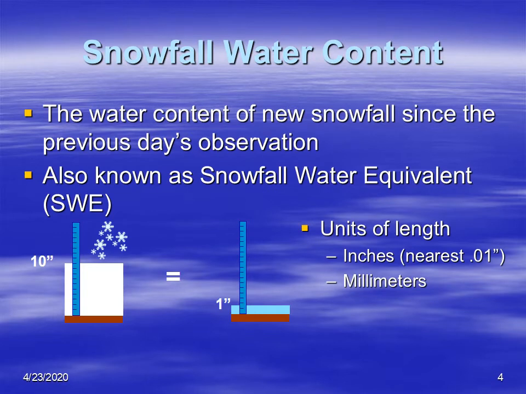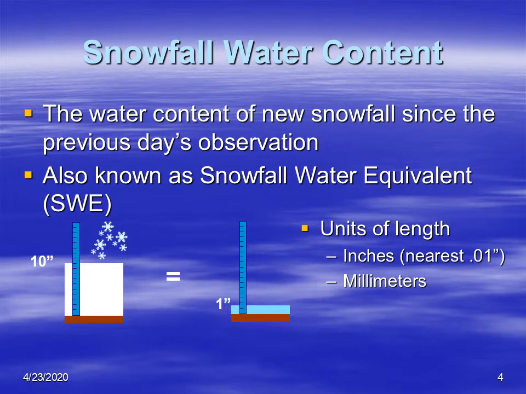Water equivalent, as we discussed in the previous video, we talked about snowfall and snow depth. Those are two very important definitions. Snowfall is the new snow or recent snow, whereas snow depth is what is on the ground. So when we talk about snowfall water content, that implies that it's new snow. By definition, snowfall water content is the water content of new snowfall since the previous day's observation. We also call this the snowfall water equivalent or snow water equivalent.